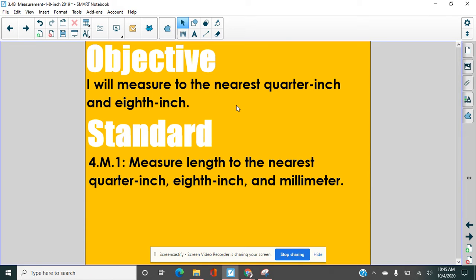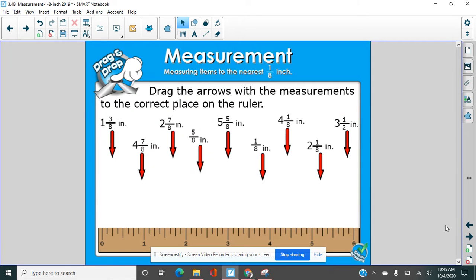All right, so here's our goal. You can see why we're talking about the nearest eighth inch, quarter inch, right? Because that is right here. The nearest quarter inch or 1/4 inch and 1/8 inch are in our standard. We'll look at millimeters on a different day. So let's drag the arrows with the measurements to the correct place on the ruler.